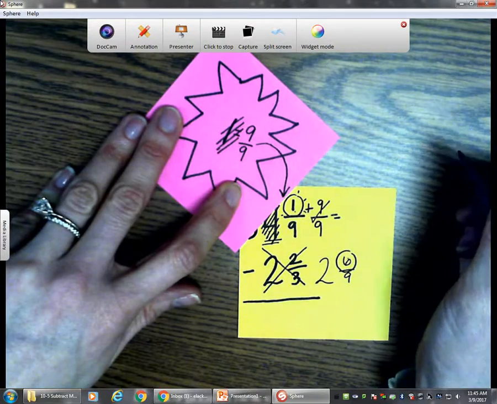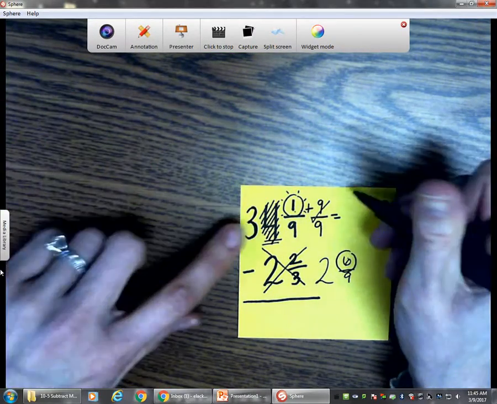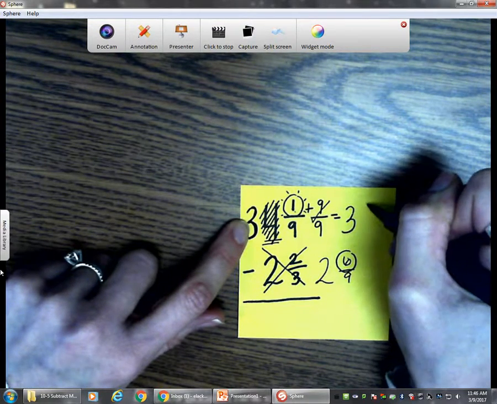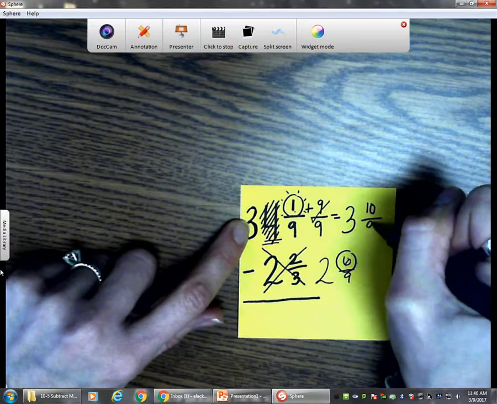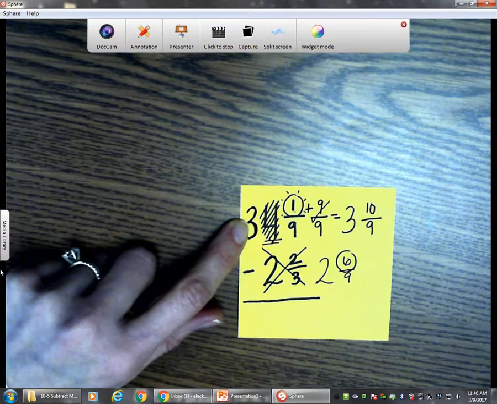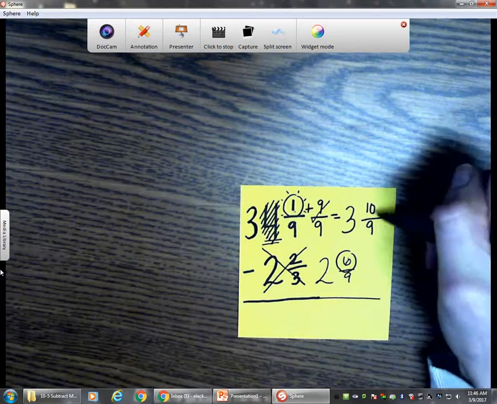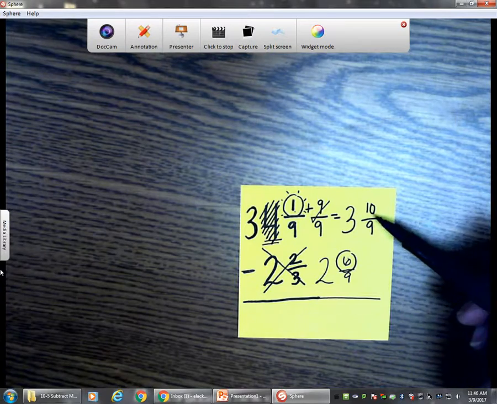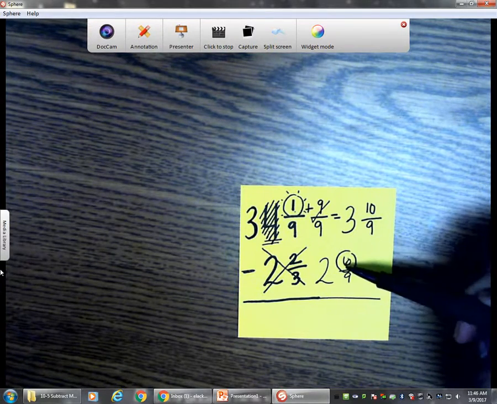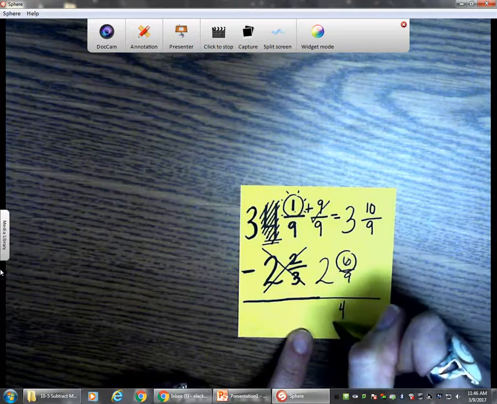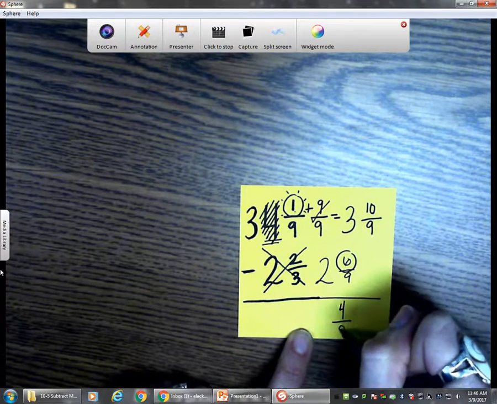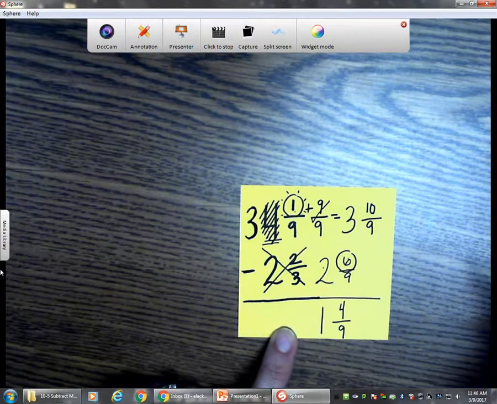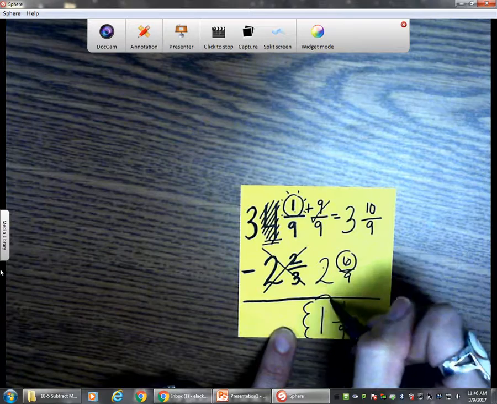Add the numerator, denominator stays the same, and now I have 3 whole and 10/9. I know it's improper, but now if you go back to subtraction, I can say 10 minus 6 is 4, denominator stays the same, and 3 take away 2 is 1. 1 and 4/9 is my answer.